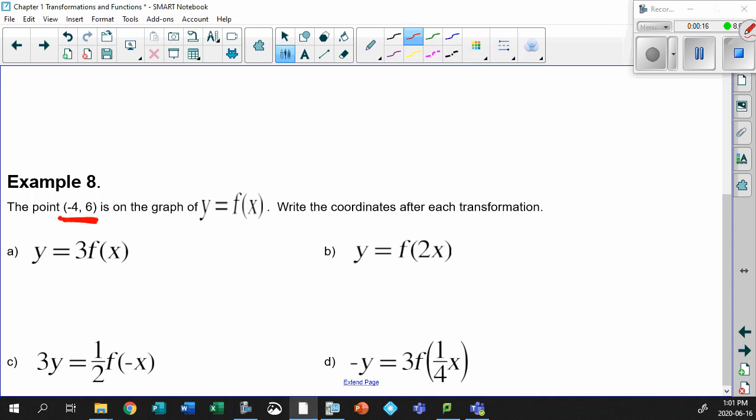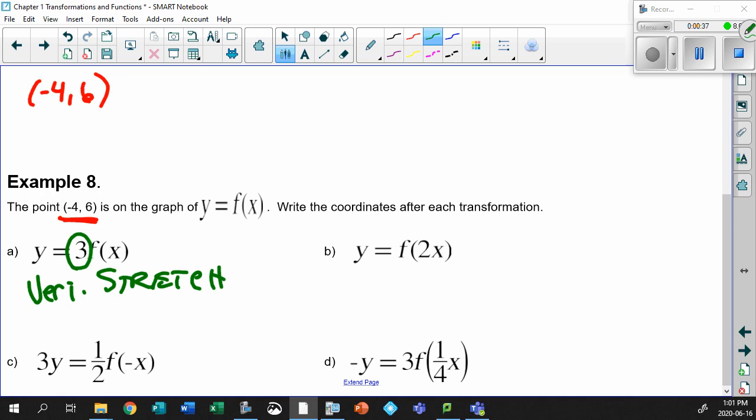You've got a point. This point is negative 4 comma 6. You're going to transform this into something. Think about what's happening here. First thing that we've got here is this. That's an A value. So that is a vertical transformation. It's a vertical stretch of 3. So multiply anything that's vertical by 3. Well, look at this. That makes this real simple.